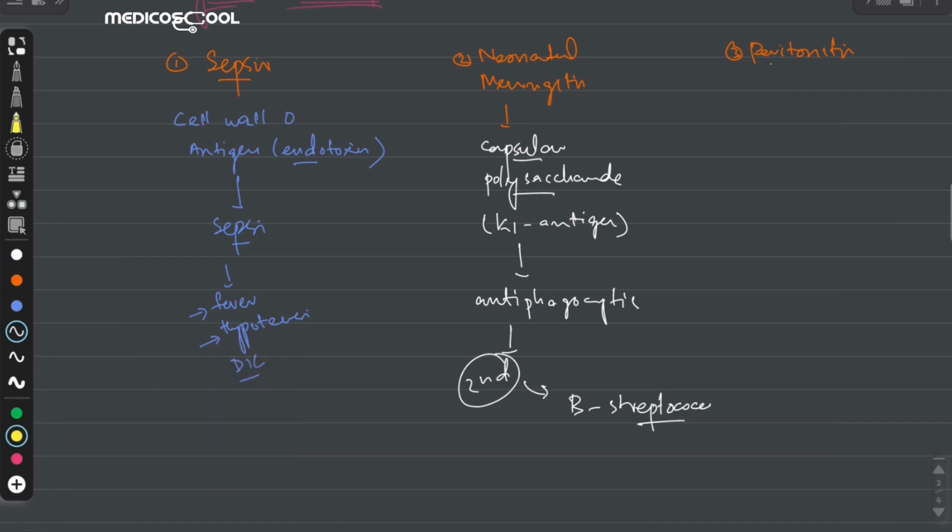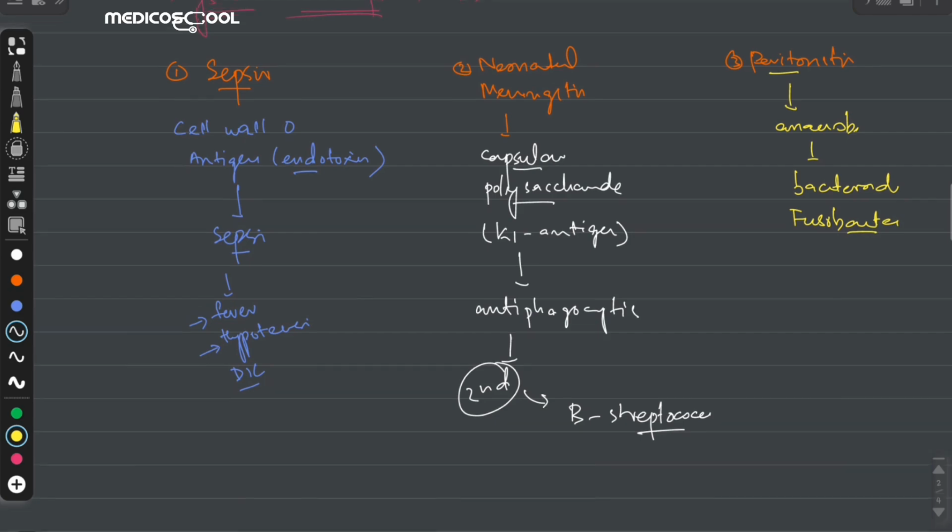Now coming towards peritonitis. Escherichia coli can also cause peritonitis along with other anaerobic bacteria like Bacteroides, Fusobacterium, etc., and it can cause peritonitis, i.e. inflammation of the peritoneal cavity.